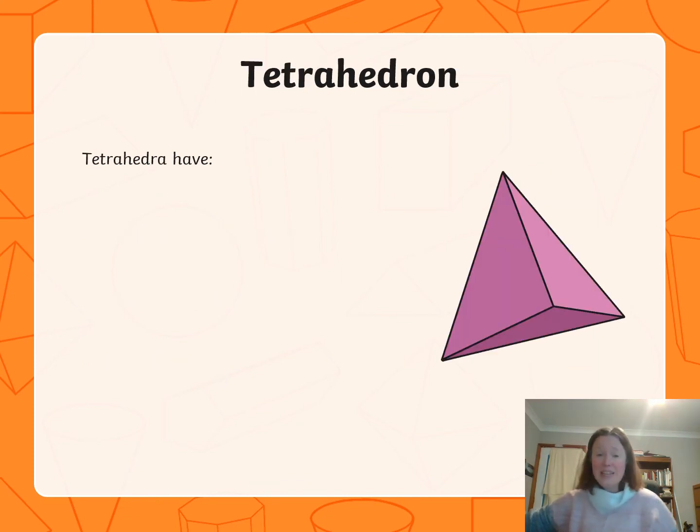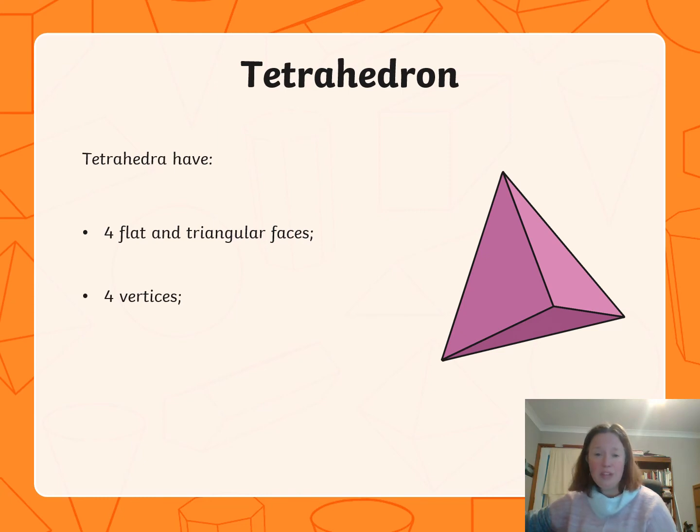A tetrahedron. Now, this is a triangular-based pyramid. We have 4 flat and triangular faces. So all of your faces on a tetrahedron or a triangular based pyramid are triangular shaped. Some of them you might see are regular, which is this one, and some are irregular.